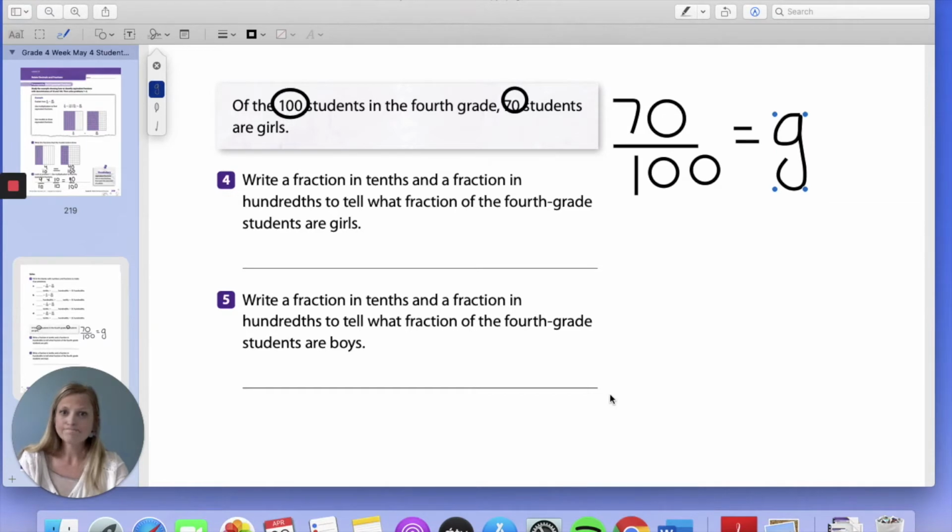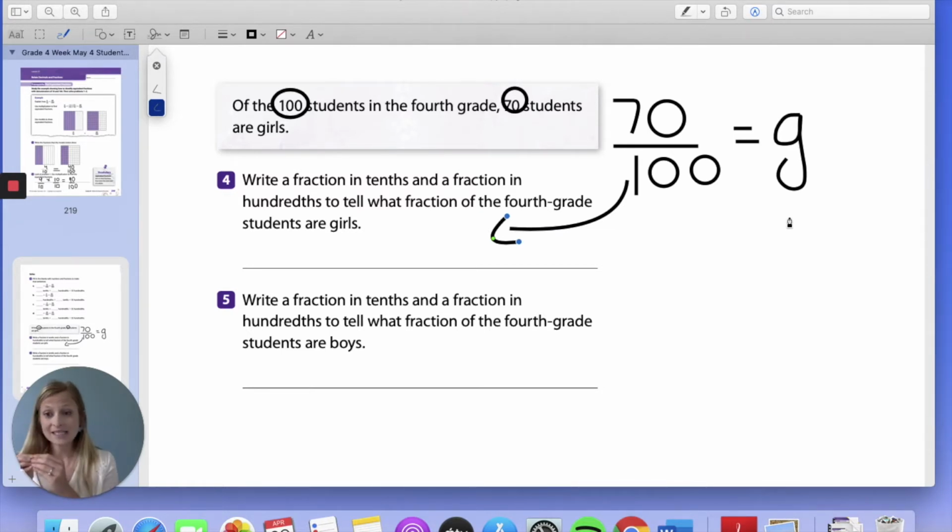So let's look at what number 4 is asking us to do. It says, write a fraction in tenths and write a fraction in hundredths to tell what fraction of the 4th grade students are girls. Well, guess what? We just wrote it as hundredths, so we're a step ahead. So I'm just going to draw an arrow here just for time's sake, but I know that 70 hundredths is equal to the amount of girls. Now I'm going to think in my head, what is the equivalent fraction in tenths to 70 hundredths?